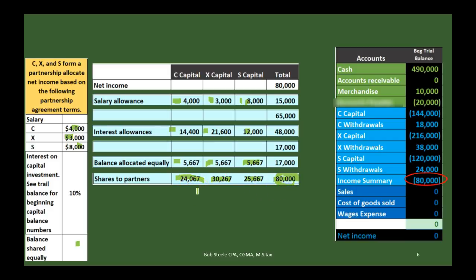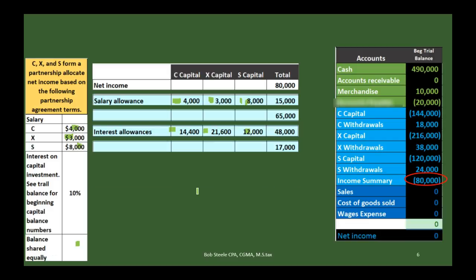Now, the thing I want to point out here is that you may have noticed, what if we came up to an agreement where we didn't earn 80,000? I mean, what if this was something less than 80,000, and then when we subtracted out the 15 and the 48, we could possibly have come up with a negative number. What if we only earned 20,000 of net income, and we said we're going to allocate a salary allowance of 15 and then an interest allowance of 48? That could very well happen.